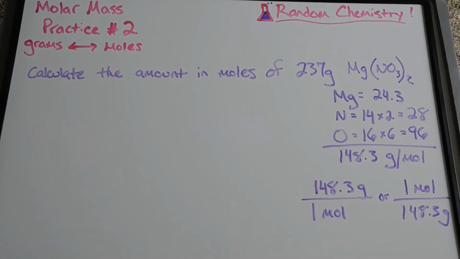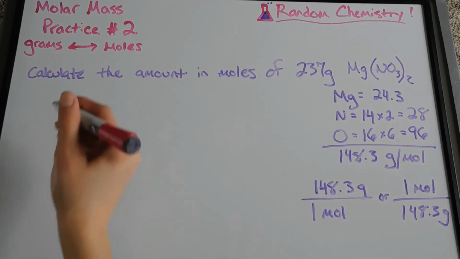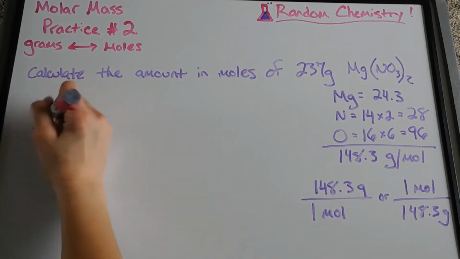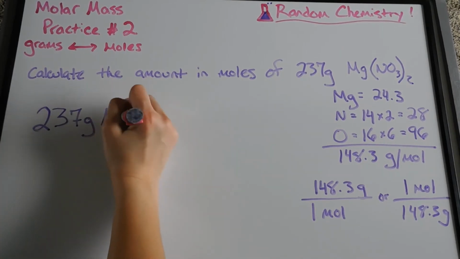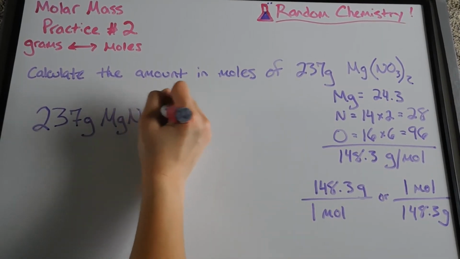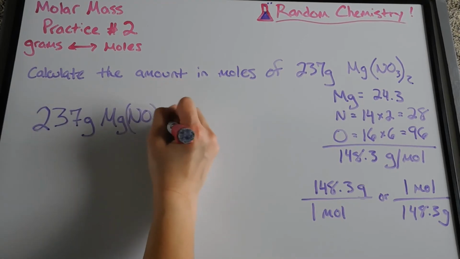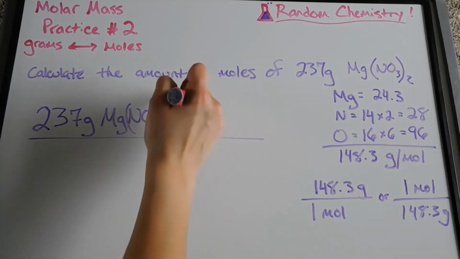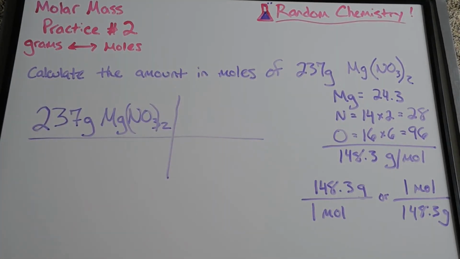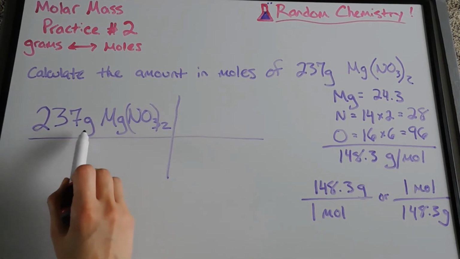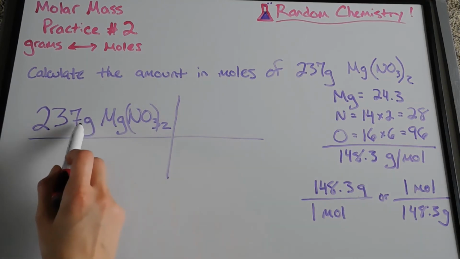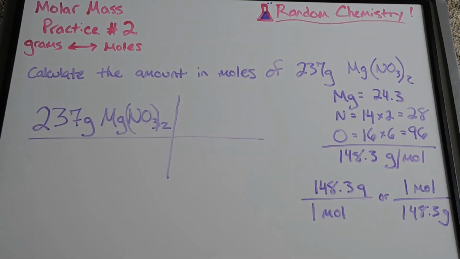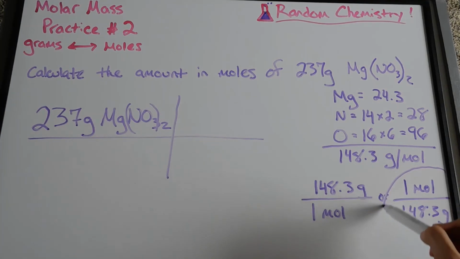So now let's use dimensional analysis to solve this problem. We start with 237 grams. Draw our lines, and now we use our conversion factor. If I have grams of magnesium nitrate up top, I need to have grams on the bottom. So that means I'm going to use this conversion factor.